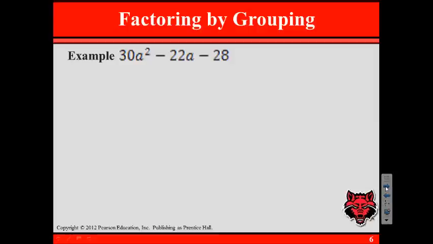Let's try the problem 30a squared minus 22a minus 28. We go through the same process we had before. We factor out the GCF. And when we do, we find that the GCF is 2, so we factor out a 2 from each term. That gives us 15a squared minus 11a minus 14.